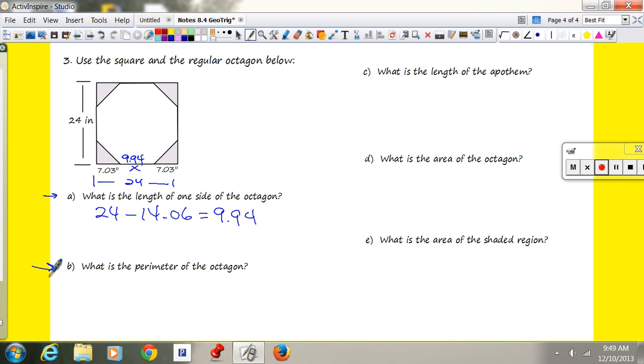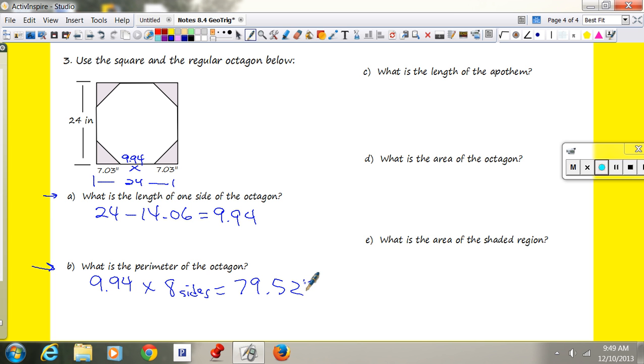Now, what is the perimeter then of my octagon? 9.94 times how many sides? 8 sides. So 9.94 times 8 sides. You get how much? 9 times 8 is 72, right? So 9.94 times 8 sides, 79.52. That's going to be the perimeter, and that's in inches.